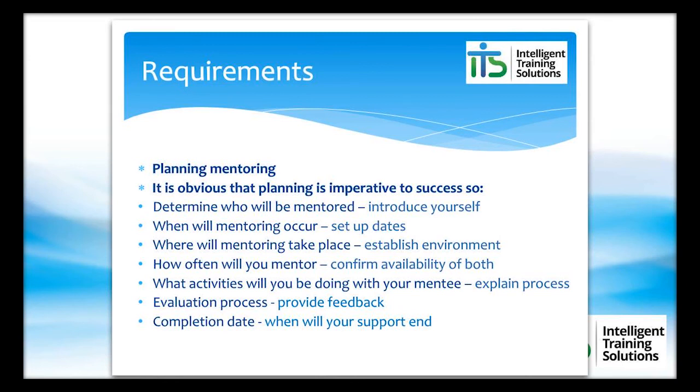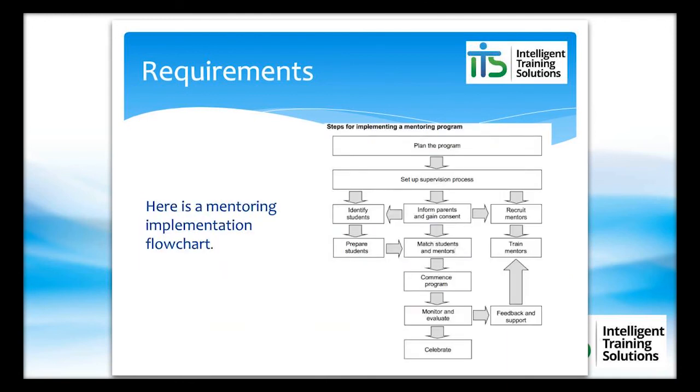How often you will mentor, so confirm the availability of both. Again, it's no good if you're working with an apprentice or a trainee within a workplace and you go off to your mentoring meeting and you forget that they're at trade school for the week or whatever the case may be. What activities will you be doing with your mentee, and explain those processes to them. Evaluating the process, so providing feedback along the way, and a completion date, so when your support will end. So having that, introducing yourself, setting up your dates, working out where it's all going to occur, what the goals are, and then having some sort of end goal and end date in mind, and agreeing to that, and then working towards it together across hopefully a positive experience.